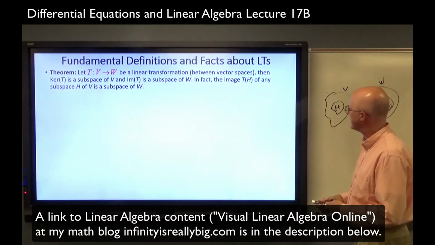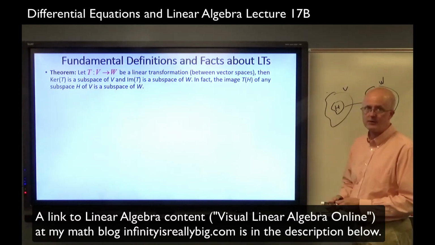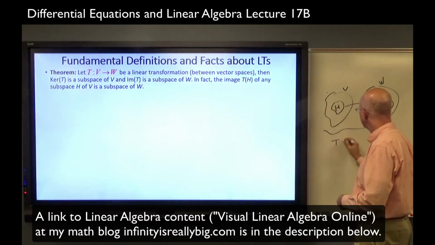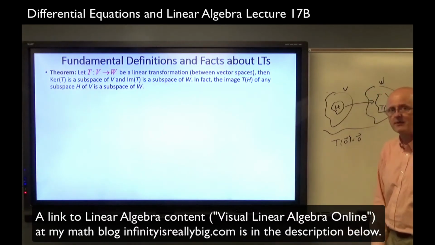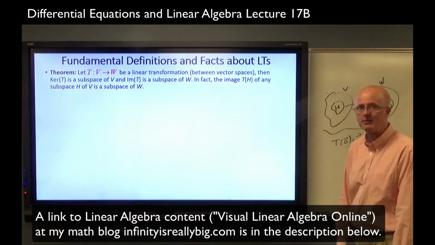Think about it in the kernel case. How would you prove the kernel of T is a subspace of V? You want to first verify it's non-empty. Well, that's easy, because we know T of 0 is 0. The kernel always contains at least the 0 vector. Is it closed under addition and scalar multiplication? Those are the other two conditions of the subspace test.